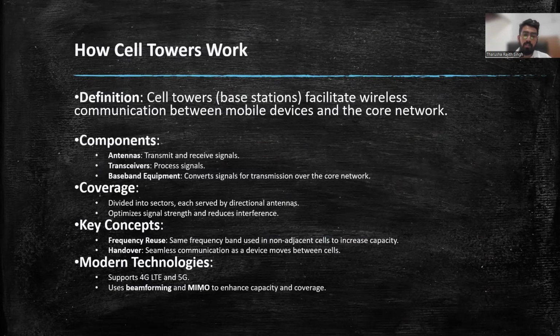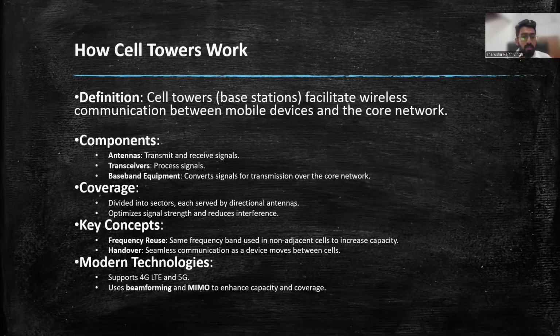Key concepts in cellular networks. First, frequency reuse. To increase network capacity, the same frequency band is used in non-adjacent cells. This allows multiple users to share the same frequency without causing interference. Second one is handover. As the mobile device moves from one cell to another, the network ensures seamless communication by transferring the connection from one cell tower to another. This process is called handover.